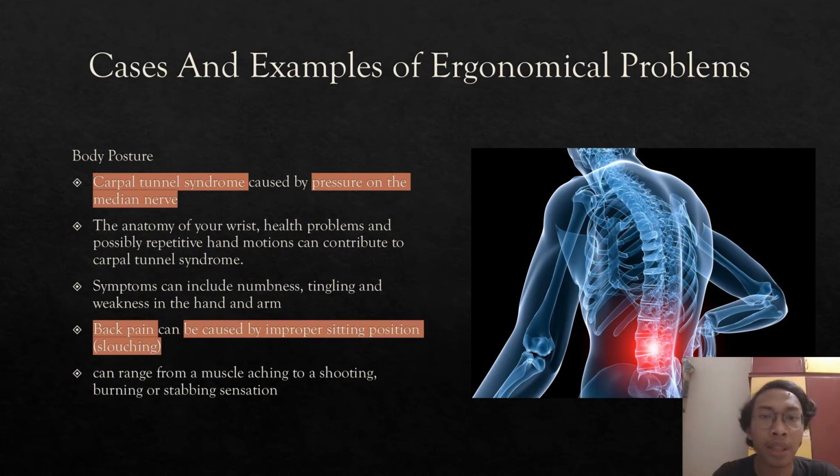Case and examples of ergonomic problems. Body posture. Carpal tunnel syndrome is caused by pressure on the median nerve. Health problems and possibly repetitive hand motion can contribute to carpal tunnel syndrome. Symptoms can include numbness, tingling, and weakness in the hand and arms. Back pain can be caused by improper sitting position and slouching, and can range from a muscle ache to a shooting, burning, or stabbing sensation.